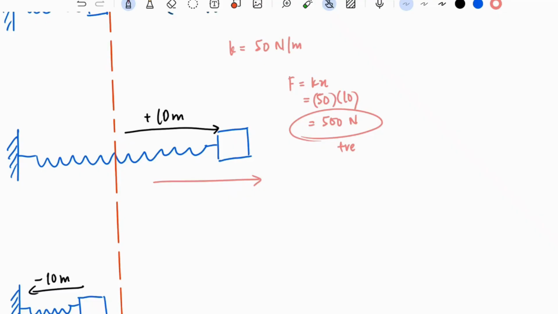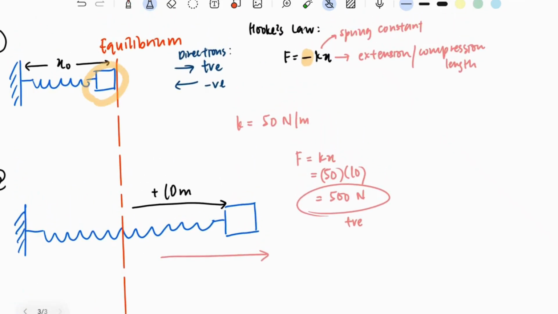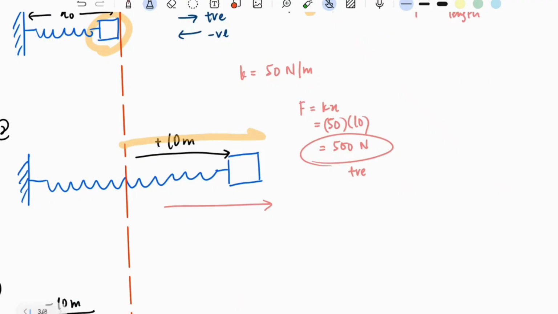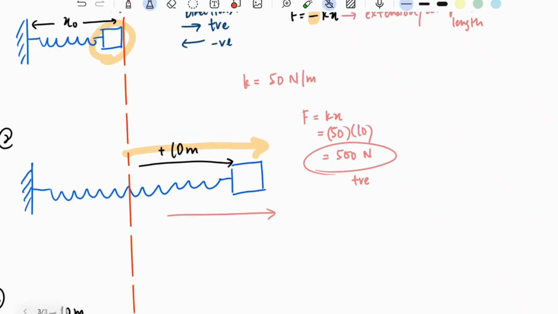No. Why does it not make sense? Because try visualizing it. Imagine you take the load from here, then you extend the load for 10 meters. What will happen to the spring? The spring will start bouncing back and forth to return to its original position, to this equilibrium position.